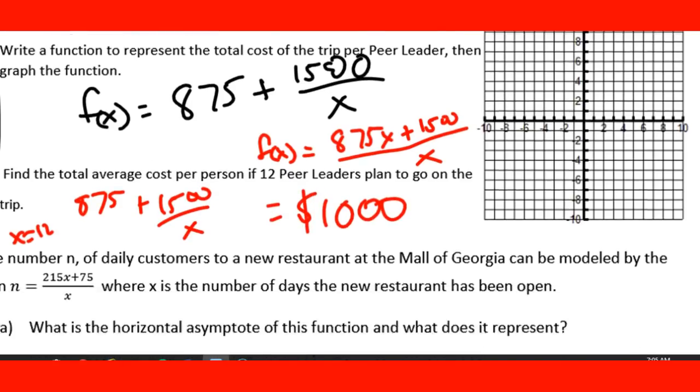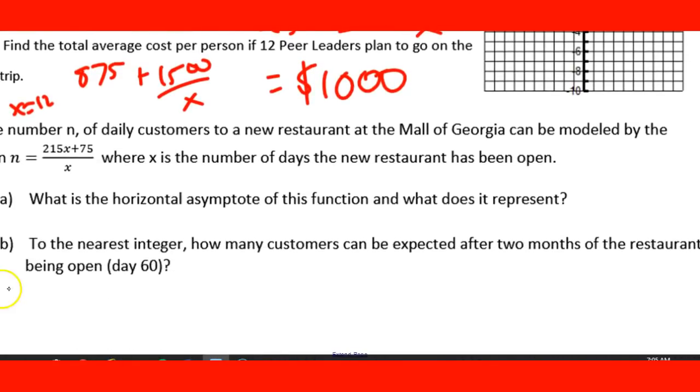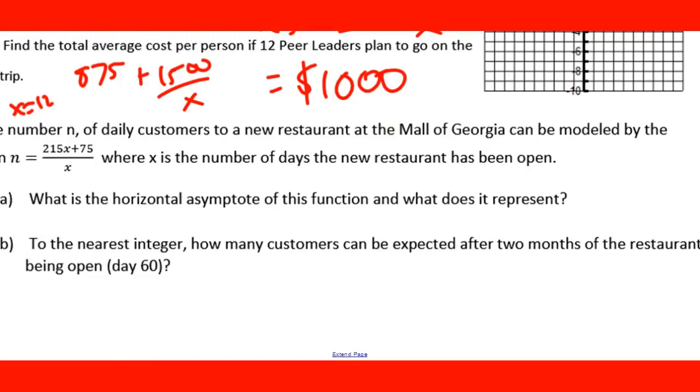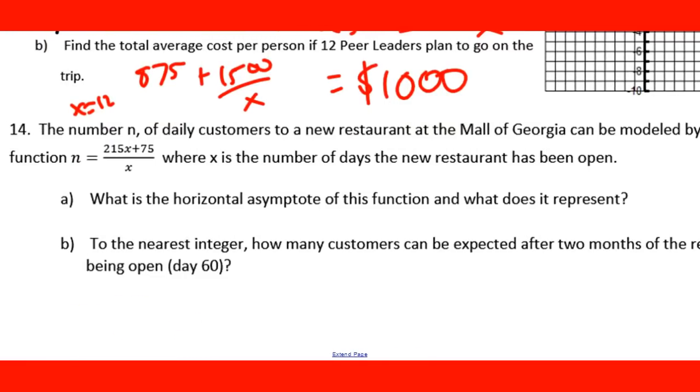Alright, let's jump down here. We have the number N of daily customers to a new restaurant at the Mall of Georgia can be modeled by this function right here, where X is the number of days a new restaurant has been open. It says, what is the horizontal asymptote of this function and what does it represent?